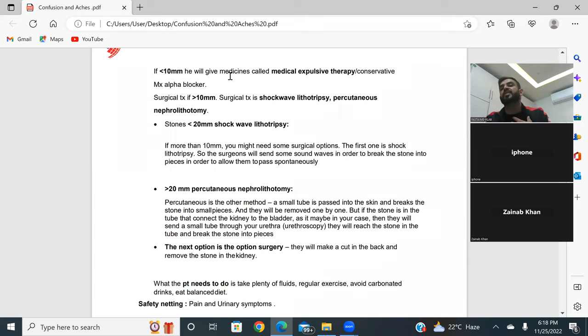Otherwise, you will not say it in a parental way, like, I'm saying this, if you have this. No, it's not the way. By saying a lot of information, you will confuse the patient. And you are not there to confuse the patient. You are there to help the patient enhance their understanding.